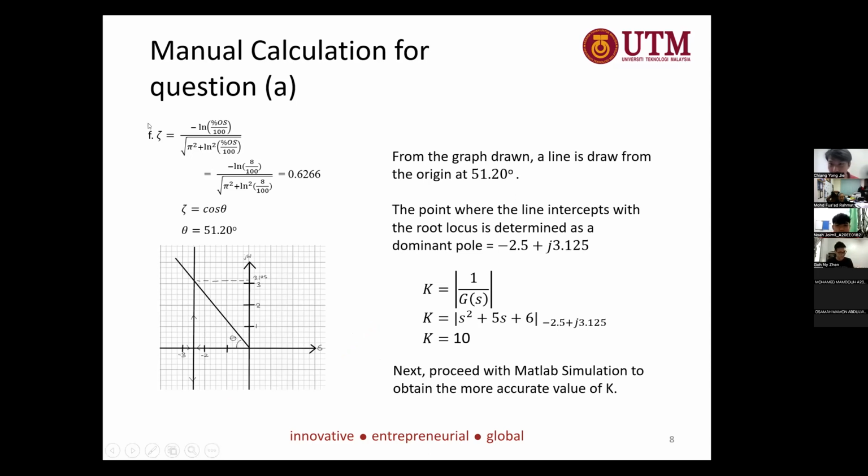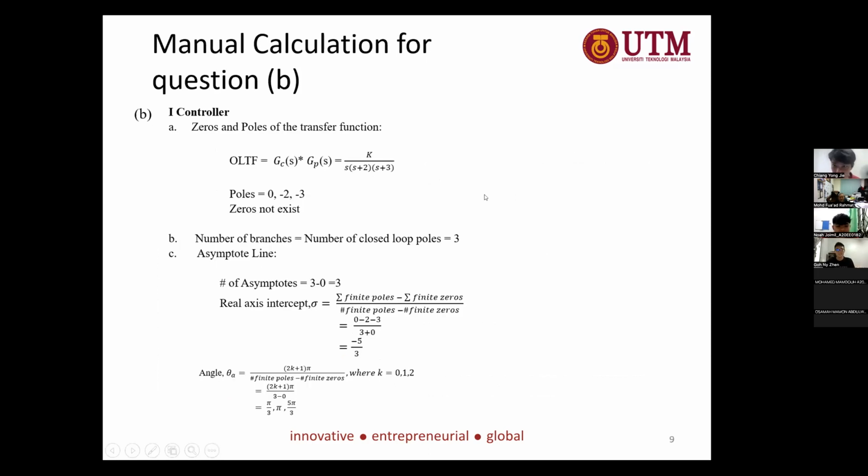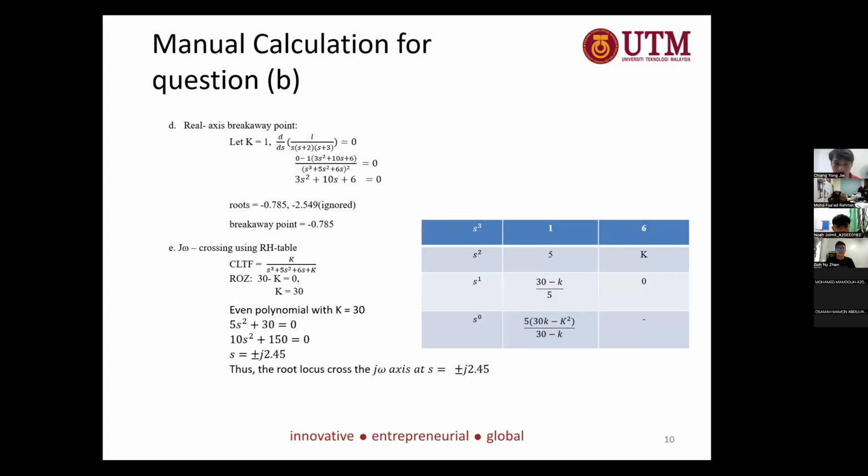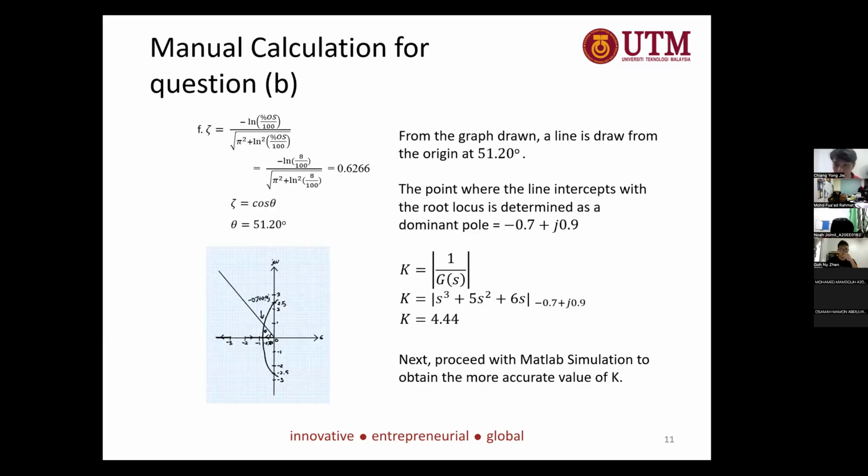Okay, so this is a calculation that I have made, and I continue on with the I controller. This is a calculation that I follow from the flowchart that I did, following through the steps, calculating the poles, the branches, and then continuing on with the RH table in order to plot out the graph and obtain the K value. Similarly, I also determine 8% as a percentage overshoot because the requirement is less than 10%.